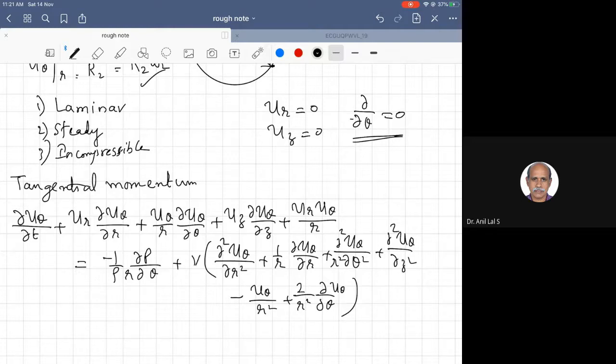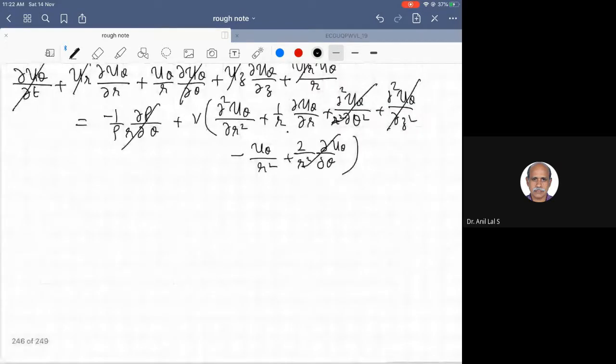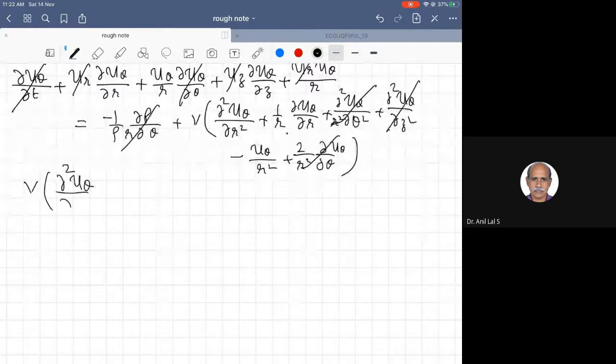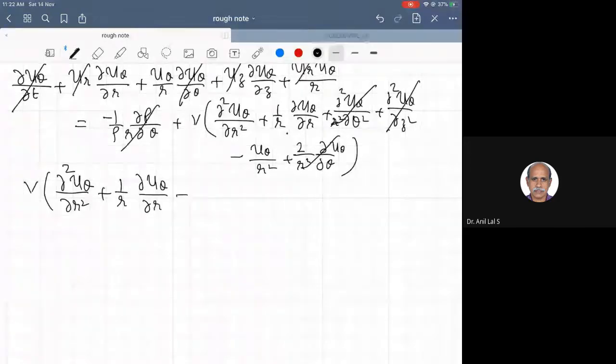If you try to simplify this, because of steady flow this derivative is 0. U r is equal to 0, and dou by dou theta is equal to 0. U z is equal to 0. And dou by dou theta is equal to 0, and dou by dou z is equal to 0. So we get this equation as mu into dou squared u theta by dou r squared plus 1 by r dou u theta by dou r minus u theta by r squared is equal to 0.